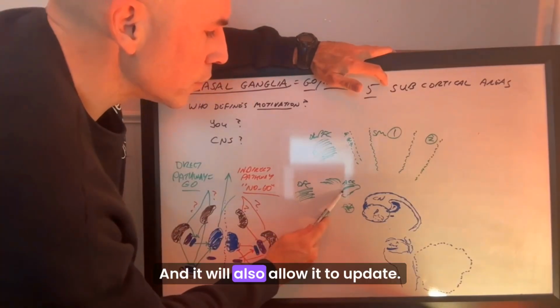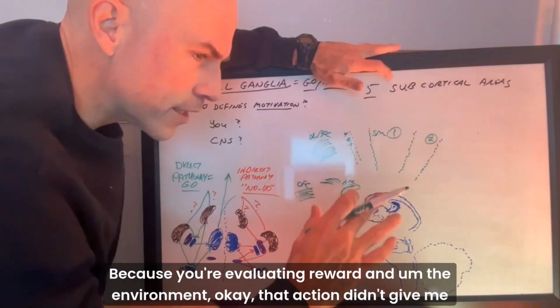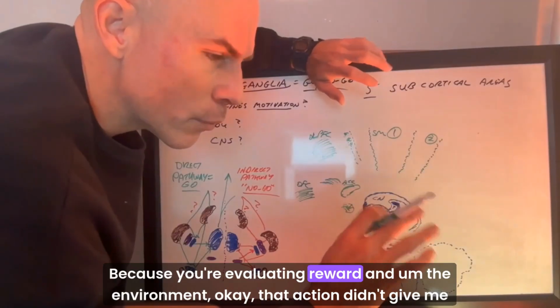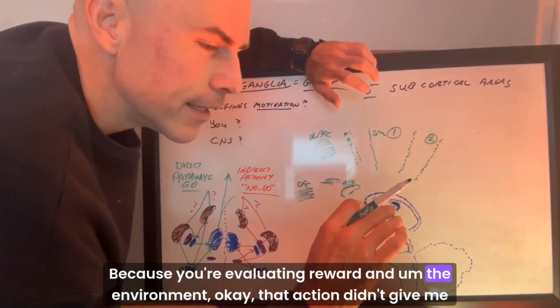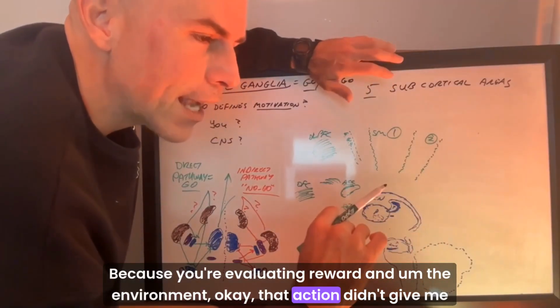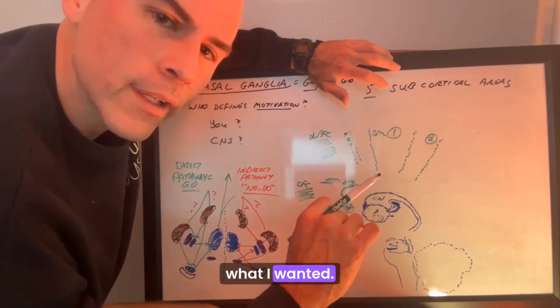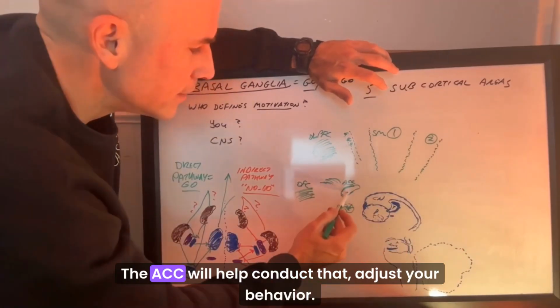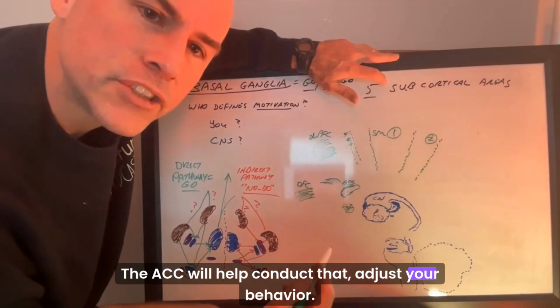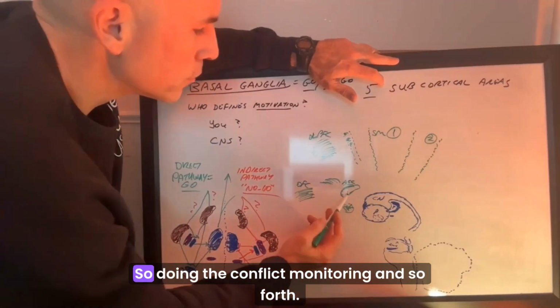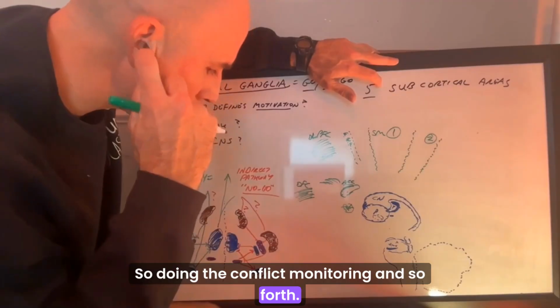And it will also allow it to update, because you're evaluating reward and the environment. Okay, that action didn't give me what I wanted. I have to do something else. The ACC will help conduct that, adjust your behavior, also doing the conflict monitoring and so forth.